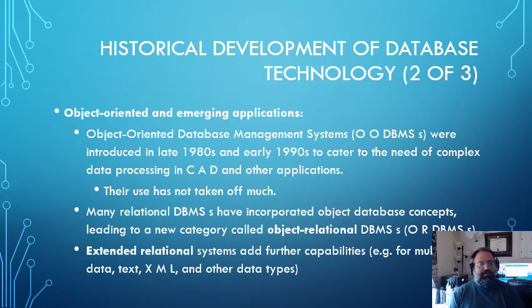Object-oriented emerging applications. Object-oriented database management systems were introduced in the 1980s and early 90s. They catered to the complex data processing in lots of fields, including computer-aided design. They really never caught on, and in part, the performance was an early challenge. Many relational database management systems have incorporated object-oriented concepts, leading to a new category called object relational database management systems. Extended relational systems add further capabilities for things like multimedia data, XML, text, and so on.